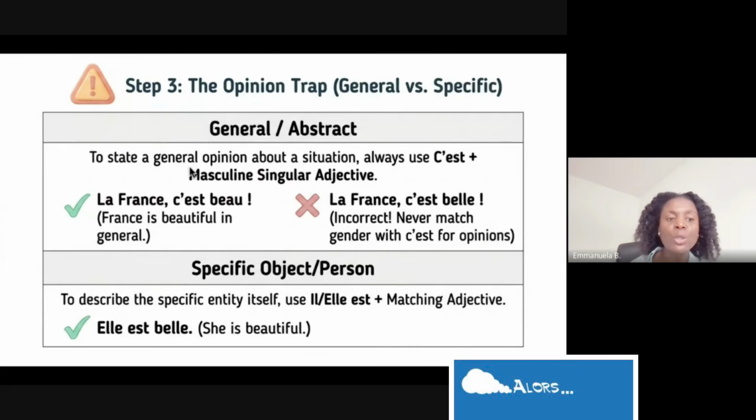To state a general opinion about a situation, always use c'est plus masculine singular adjective, even if the thing you are referring to is feminine. For example, France. It's beautiful. You will say la France c'est beau, not la France c'est belle.